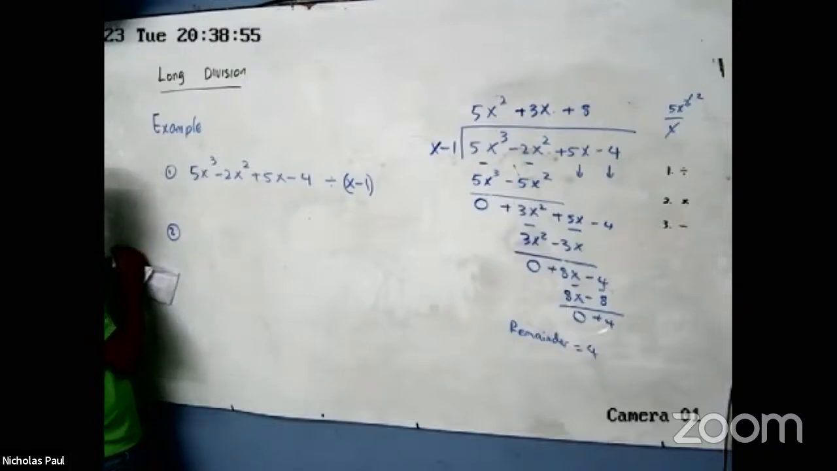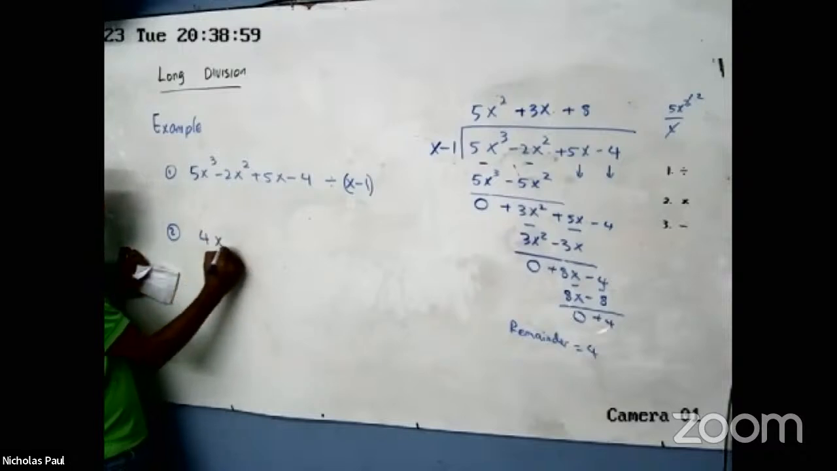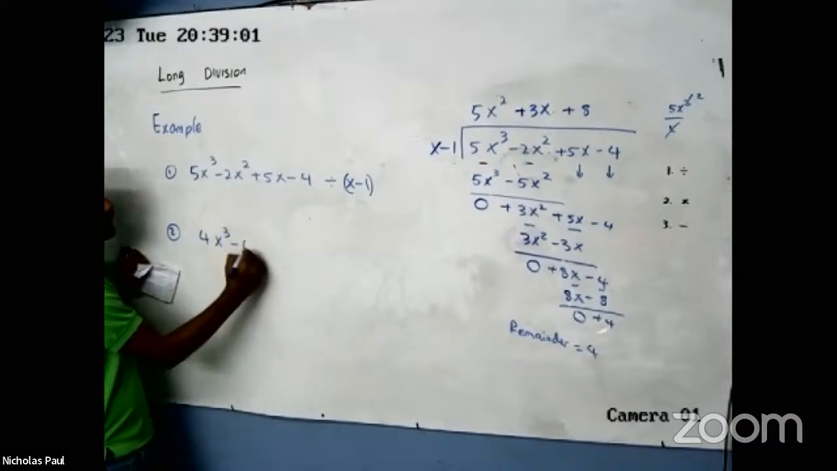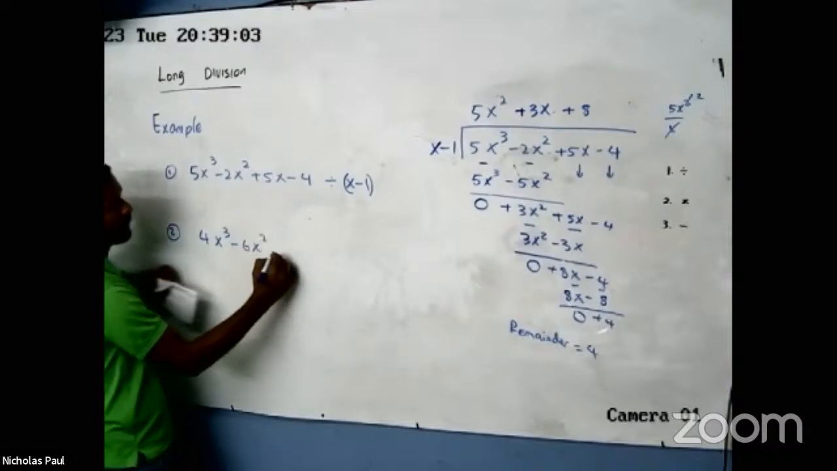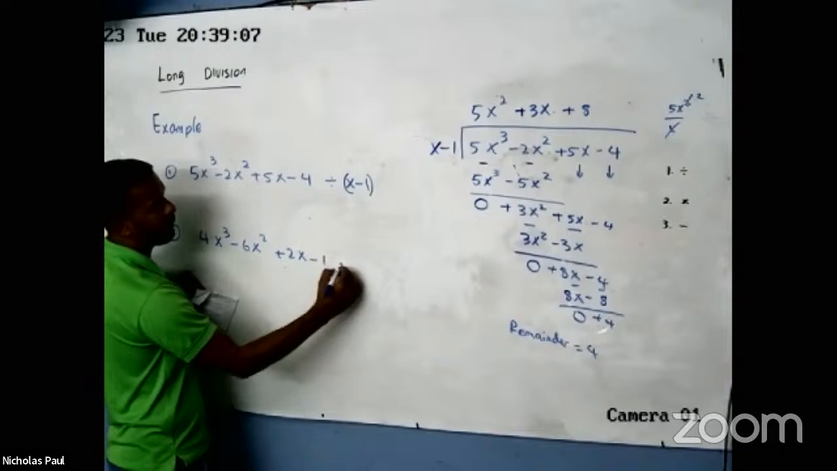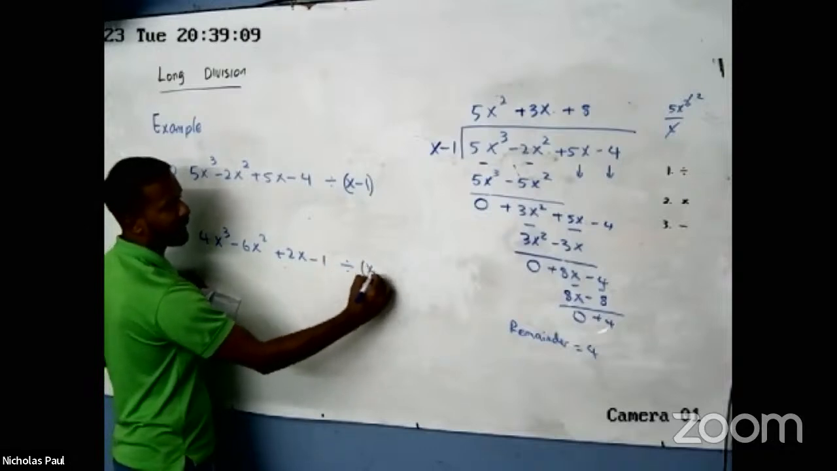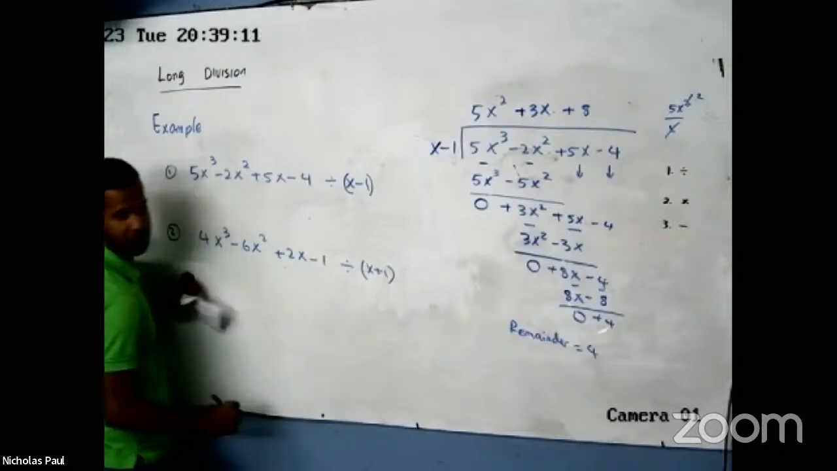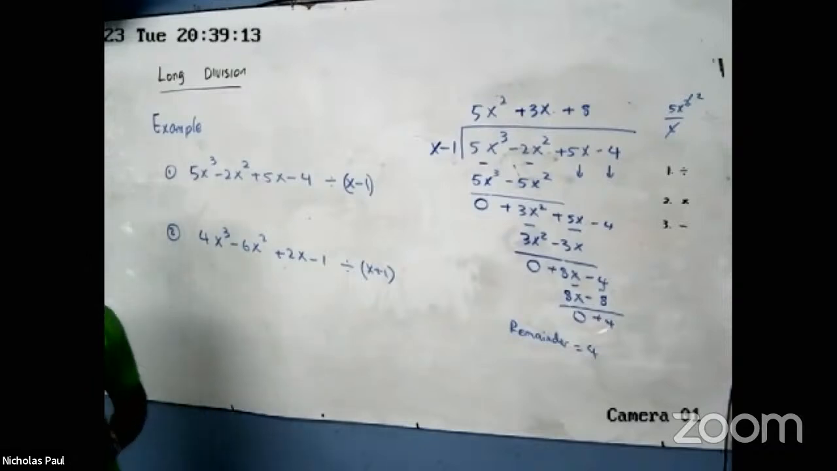Number two. 4x cubed minus 6x squared plus 2x minus 1 divided by x plus 1. Take your time and see if we can do that from now.